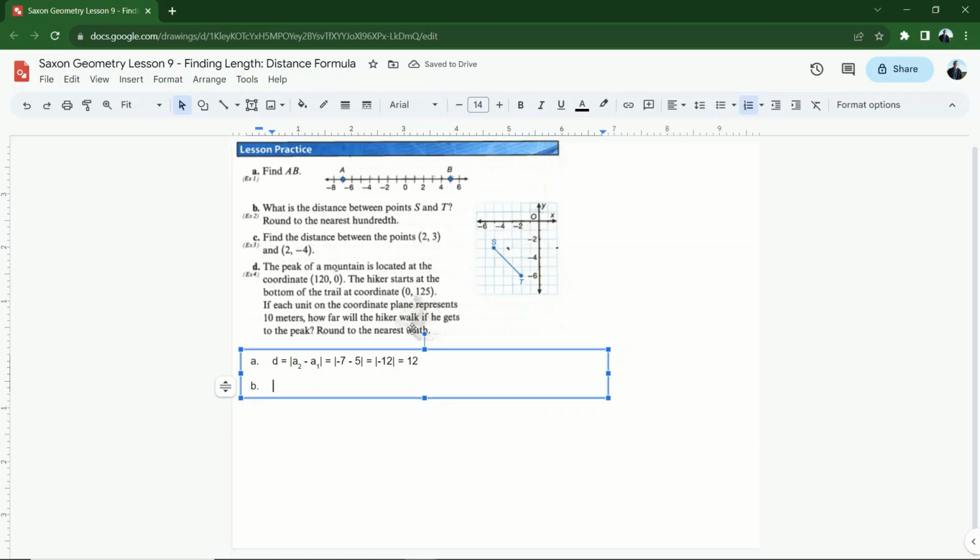What is the distance between the points S and T over here? Well, I need to figure out what the coordinates are for the points first. S has coordinates -5, -3. And then T has coordinates -2, -6. And then I'm going to use the distance formula.